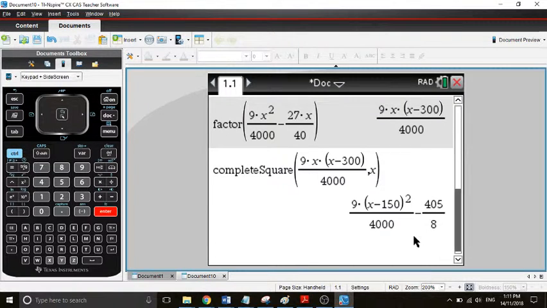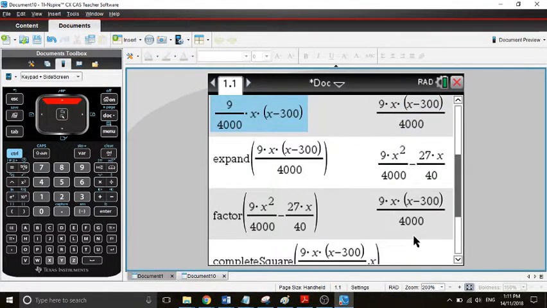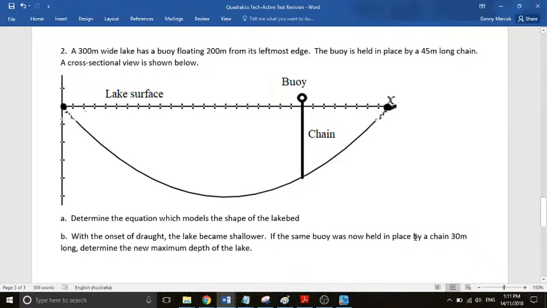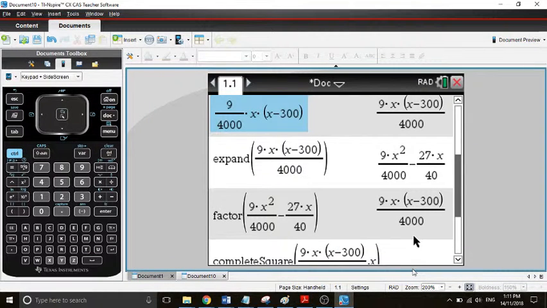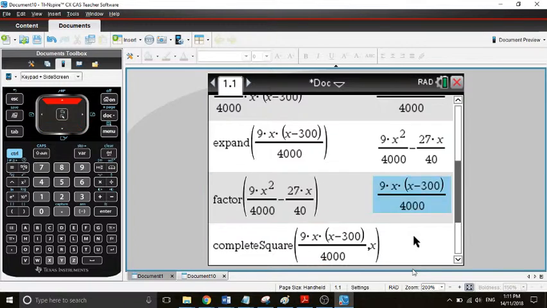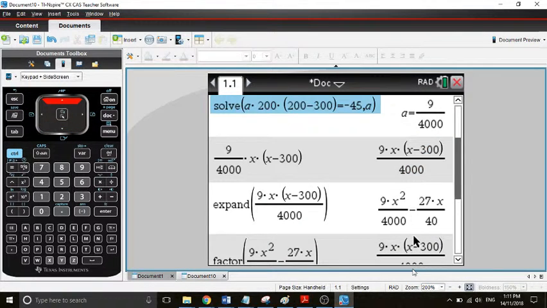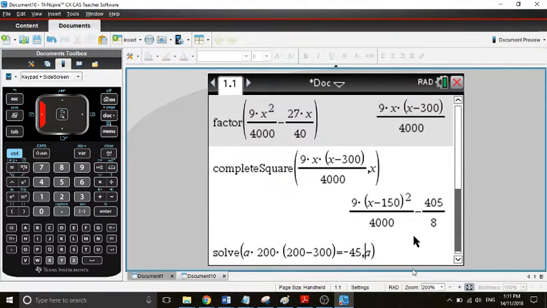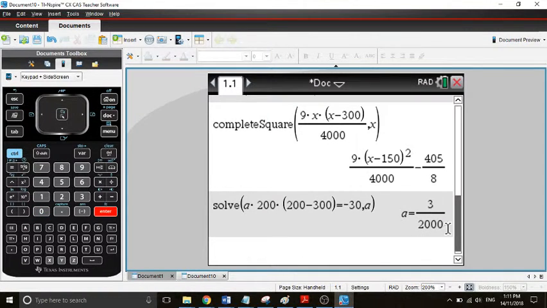Now, hang on, so that's our current minimum. We want to find the new maximum depth. So what we've got to do is basically rewrite our equation. Got a little bit ahead of myself there. Instead of 45, it's not 45 anymore, it's 30. Everything else is still the same. Here's the good thing about CAS, we can just press the up arrow button. We've got that, so that's our new value of A.